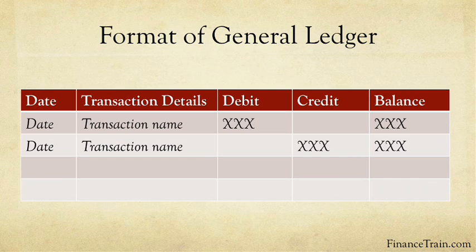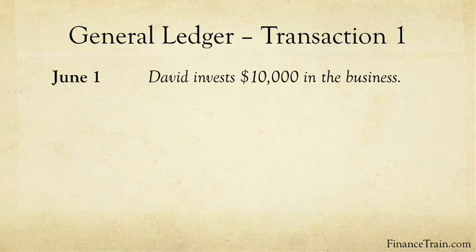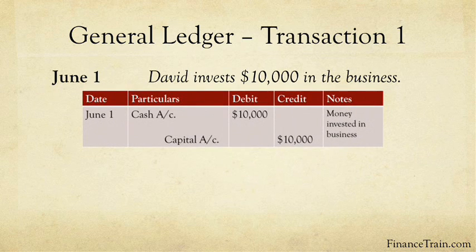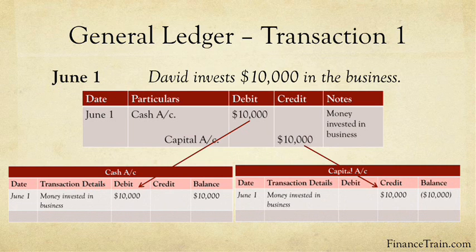Let's now take a transaction at Web Design Inc. to see how it is posted in the general ledger. Let's take the first transaction where David invests $10,000 in the business. We have a journal entry for this transaction where the cash account is debited and the capital account is credited. This entry will be posted in two ledger accounts, namely the cash account and the capital account.